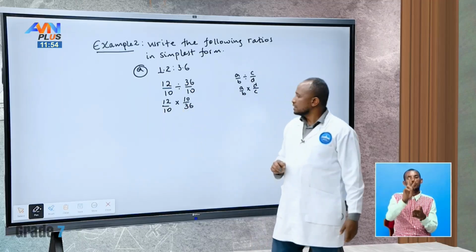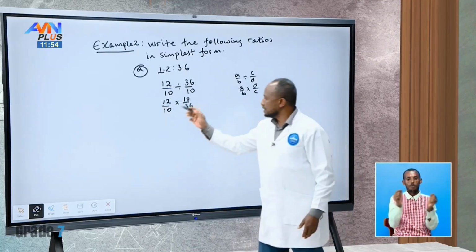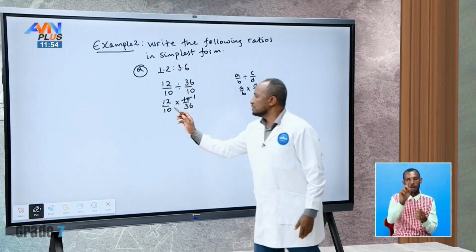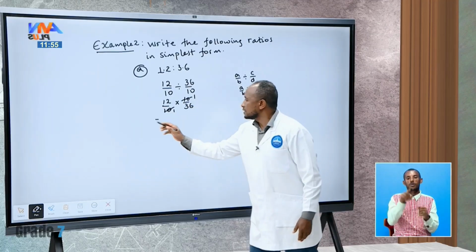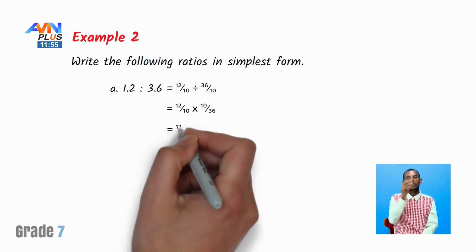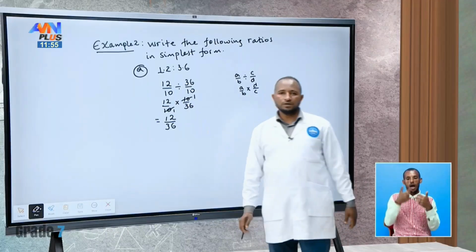Since they are equal, divide both by 10. When you divide this by 10, it becomes 1. When you divide this by 10, it becomes 1. Therefore, you have 12 times 1, it is 12, divided by 1 times 36, it is 36. So, next, I have to simplify this.